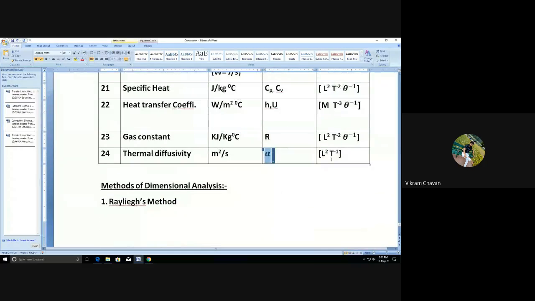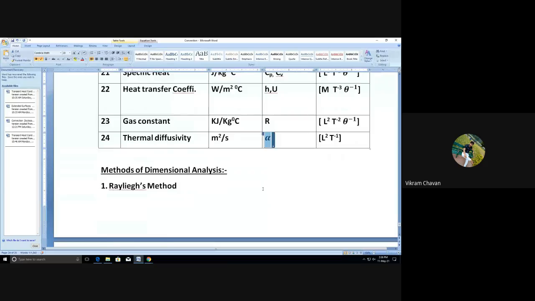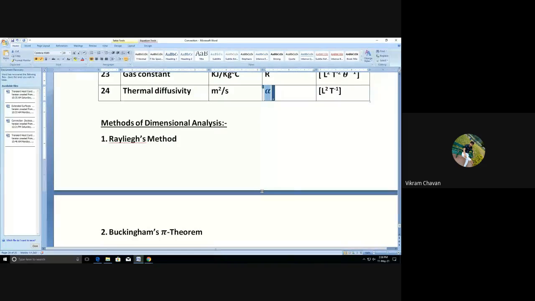The next one is the methods of dimensional analysis. You have learned these methods also, but once again we will revise them. The first one is Rayleigh's method, and the second one is the Buckingham pi theorem. These two methods we use for dimensional analysis.